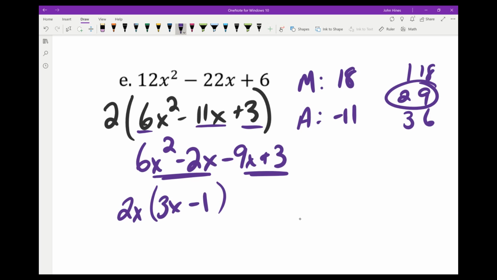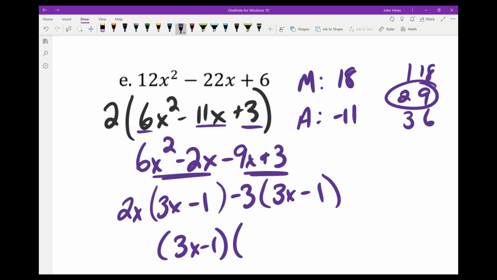What times 2x is 2x? A lot of people forget that negative 1, so I better have that over there. What times 3? Negative 3 times 3 is negative 9. And finally, I get 3x minus 1 times 2x minus 3.